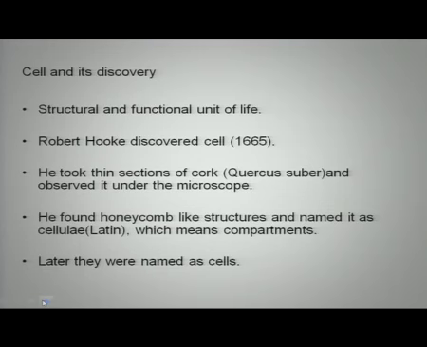Regarding his discovery, he took thin sections of cork. The scientific name of the plant is Quercus suber. Ultra thin sections were taken and observed under his rudimentary microscope. He found honeycomb-like structures, which he named cellulae, a Latin word which means compartments. Later they were named as cells.